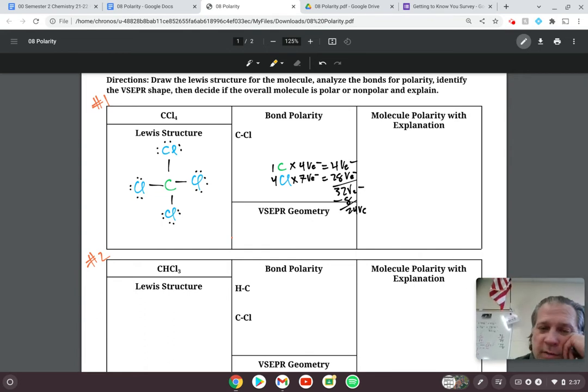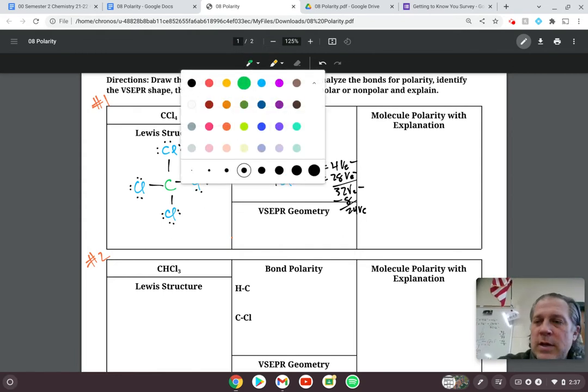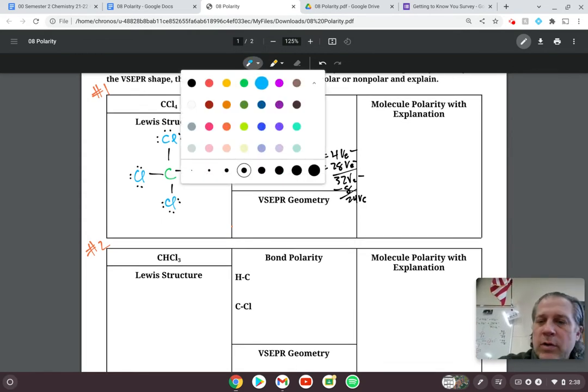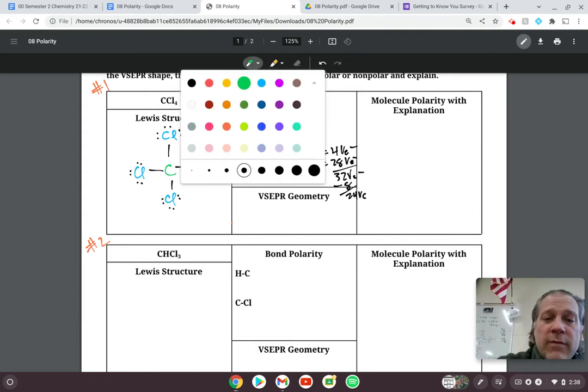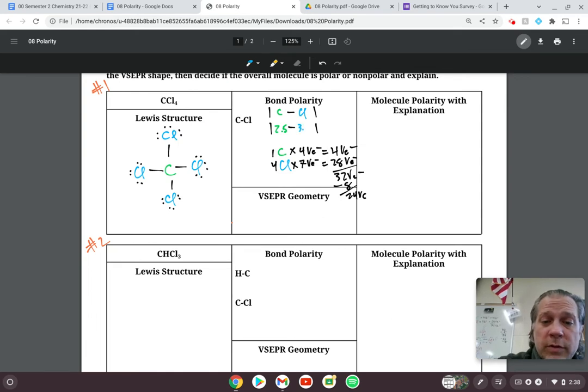The next thing I'm going to do is identify the bond polarity in between the carbon and the chlorine. So in this case, I'm looking at carbon versus chlorine. I see that I have an electronegativity for carbon to be 2.5, and for chlorine, according to the periodic table, is 3.0. We subtract those and we get 0.5, so that is a polar bond. And it's going to be a polar covalent bond, but polar bond nonetheless.